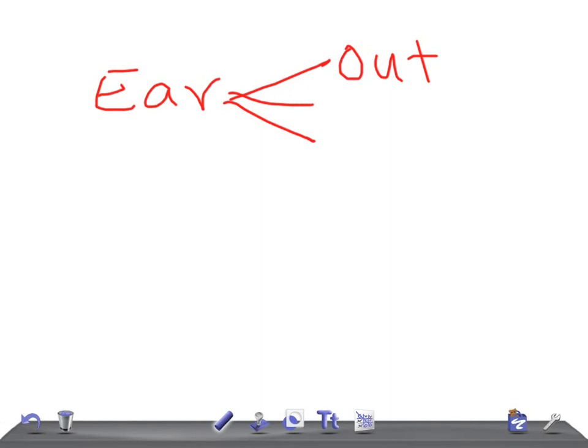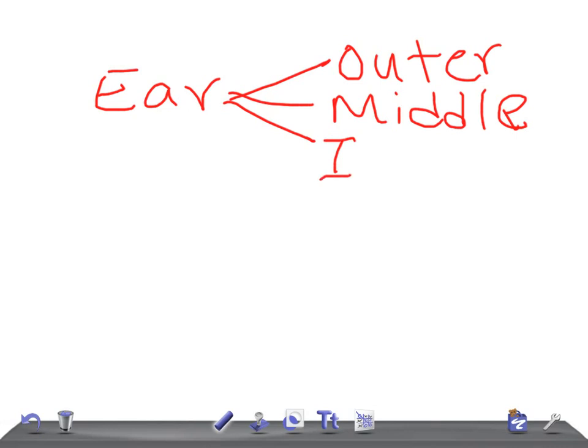Okay, the anatomy of the ear. The ear is divided into three parts. One is the outer, the second one is the middle, and the third one is the inner ear. So these are the three basic parts of the ear: outer, middle, and inner.